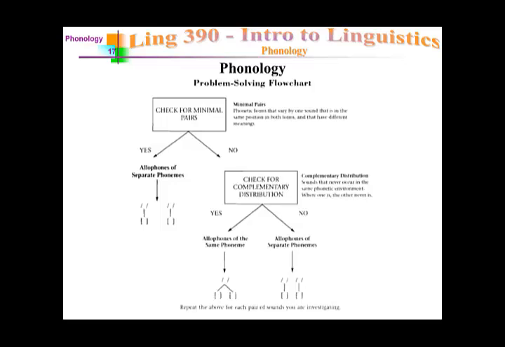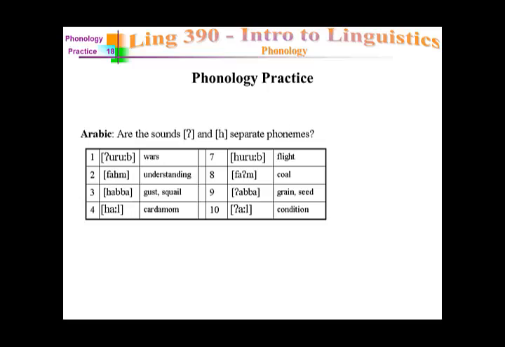This is essentially a pattern recognition task. Knowing what you know about sound categories, your job is to find out which sounds go together to form the environment that governs the appearance of the different allophones. So let's try one. For most of you, this will be your first actual phonology problem set, and it's set up to be pretty easy.